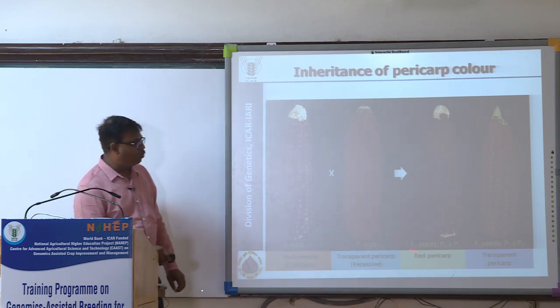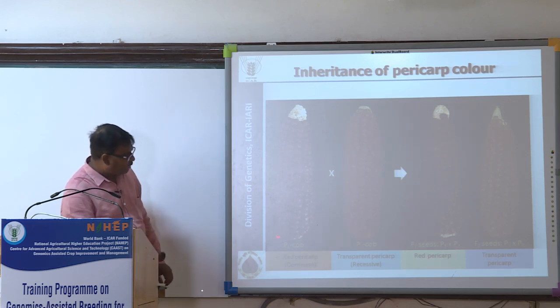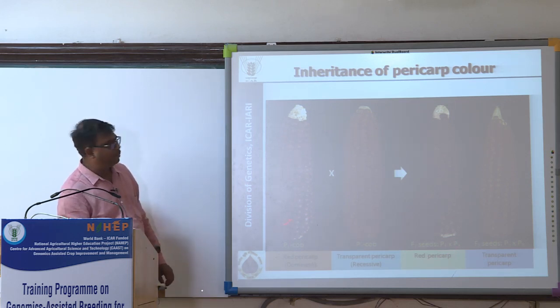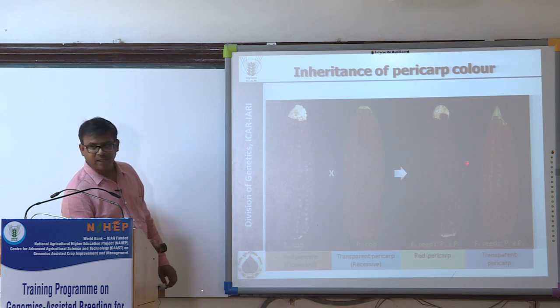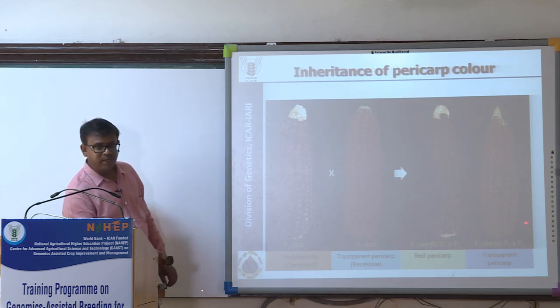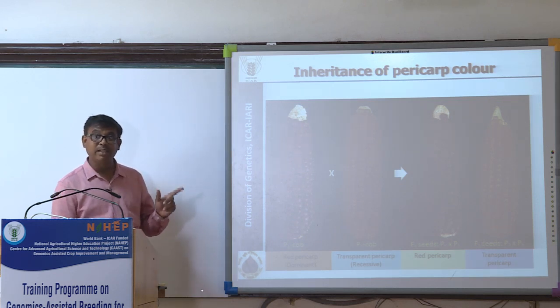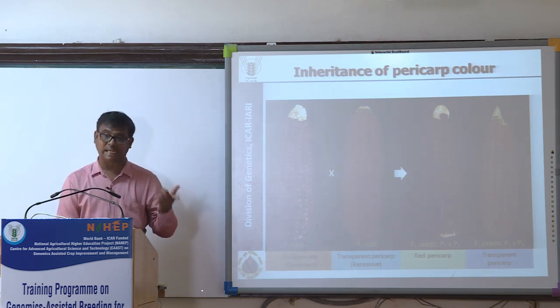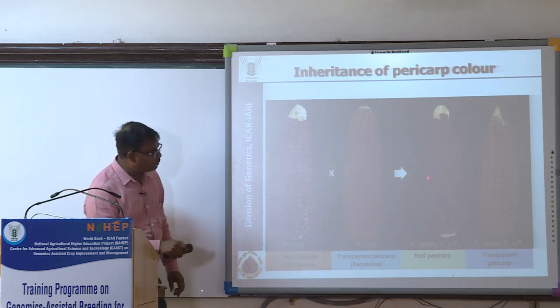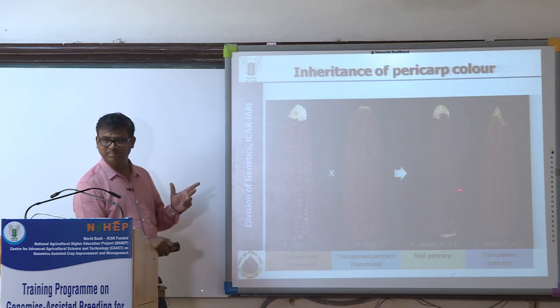So, if you make F1 where this red color maize is the female parent, your F1 will be red. If you use this as a female parent, what happens? Your cob will be transparent, meaning the pericarp will be transparent. The reason is, here we are viewing the pericarp color, which is maternally inherited. The pericarp is from the mother, but the endosperm and embryo are hybrid tissue.